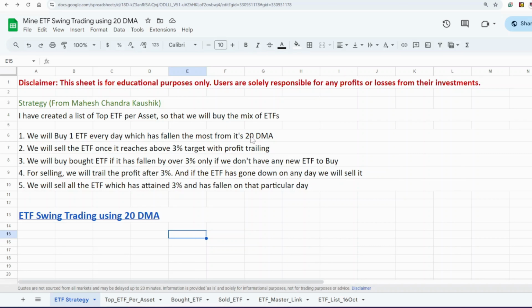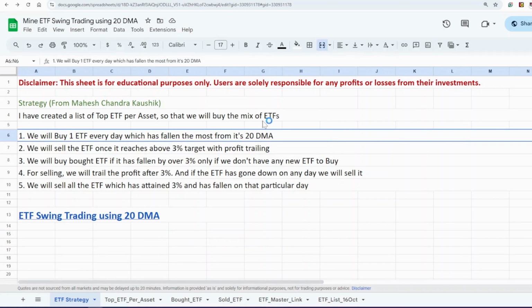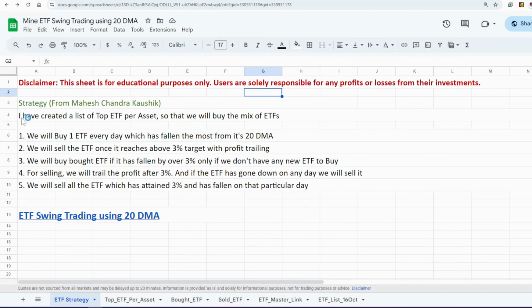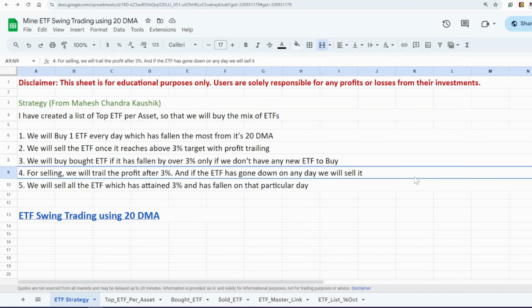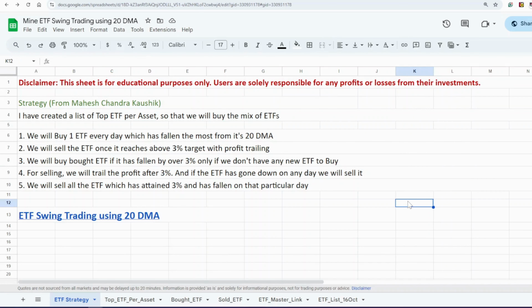So let me go through my sheet, where I am using the strategy in which I have created a list of top ETFs per asset, so that we will be buying a mix of ETFs. So it's not that I will be buying only the Nifty 50 or Nifty Next 50 or Nifty 100, Nifty 200. It's a mix of ETFs. So I'll be buying across industries, I'll be buying across ETFs, and I'll be buying in the Indian market, US market, and China market.